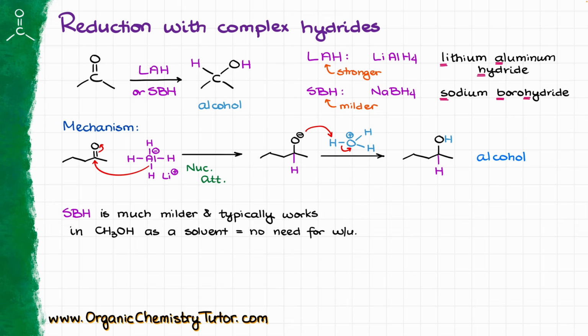Since sodium borohydride is a much milder nucleophile and a much milder base, it can be used in something like methanol as a solvent. It will react with methanol very slowly, but the reaction with the carbonyl is actually going to happen faster, which means that we can use something like methanol or other alcohols as a solvent, and in the case of sodium borohydride, typically we're not going to be seeing the workup step.